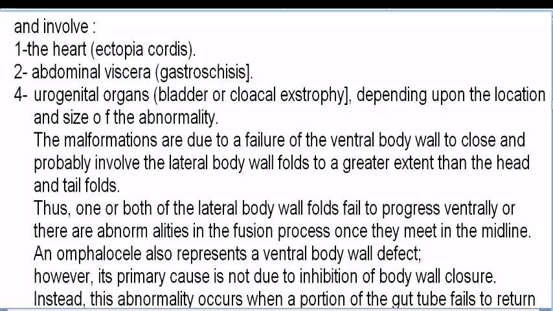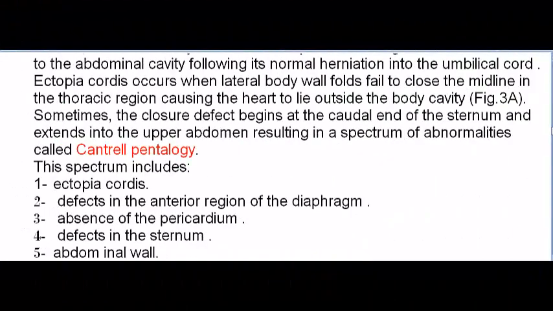An omphalocele also represents a ventral body wall defect. However, its primary cause is not due to inhibition of body wall closure. Instead, this abnormality occurs when a portion of the gut tube fails to return to the abdominal cavity following its normal herniation into the umbilical cord. Ectopia cordis occurs when lateral body wall folds fail to close in the midline in the thoracic region, causing the heart to lie outside the body cavity, Fig. 3a.